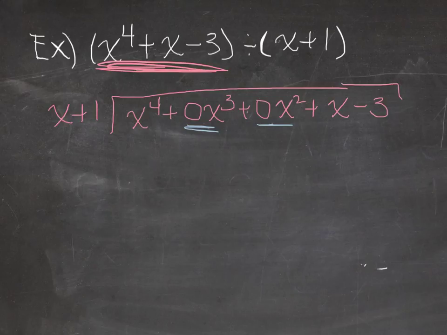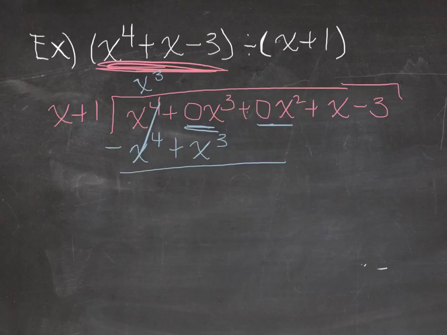Okay, so then I just start the division process again. So I want to think what times x will give me x to the 4. Well, that would be x cubed. And then I multiply x cubed times x will be x to the 4, and x cubed times 1 will be x cubed. And then I subtract. So these will cancel out. And then I have 0 x cubed, subtract an x cubed, so that'll be a negative x cubed. And I'm going to bring down this 0 x squared.